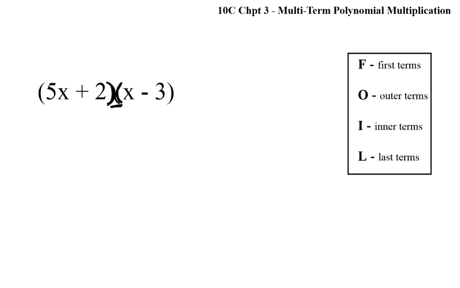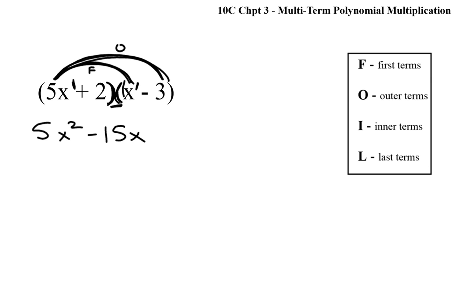But first terms, this 5x has to multiply by both terms in the second binomial. There's my first and my outer step. First, 5x times 1x is 5x squared because we add those exponents. Outer terms, 5x times negative 3, watch your signs, is a negative 15x.